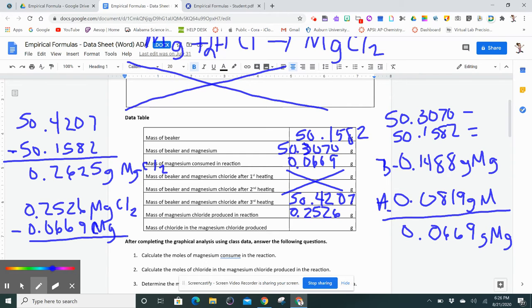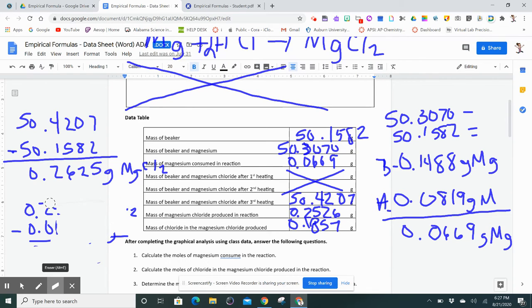Okay, so when we subtract those two things, that's going to give us 0.1857. And that's our grams of chloride. So we're going to put that in here, 0.1857. Okay, so let me erase all this work. And then we're going to go down and start working on some of the other analysis questions afterwards.